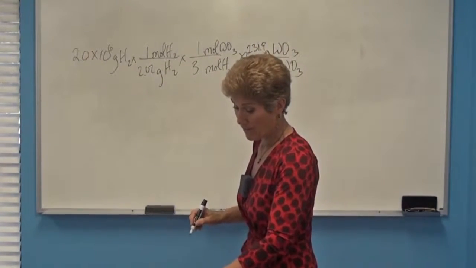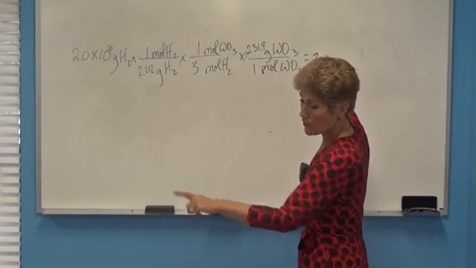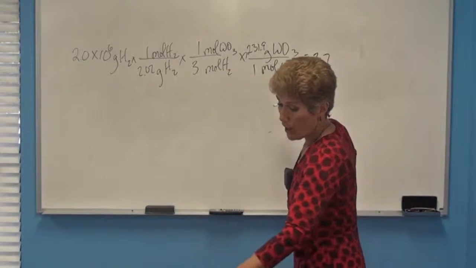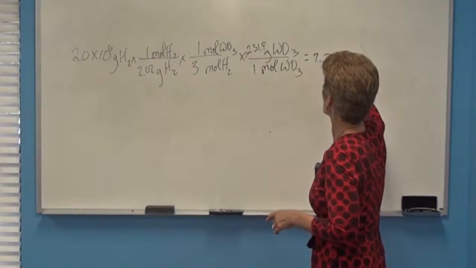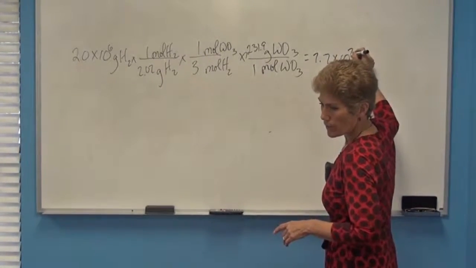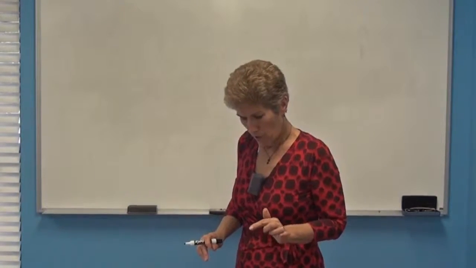231.9. That's heavy. And then when you multiply this all together, it's going to give you two significant figures because of your starting number, 7.7 times 10 to the 7th grams of WO3. Let's go to number 4.